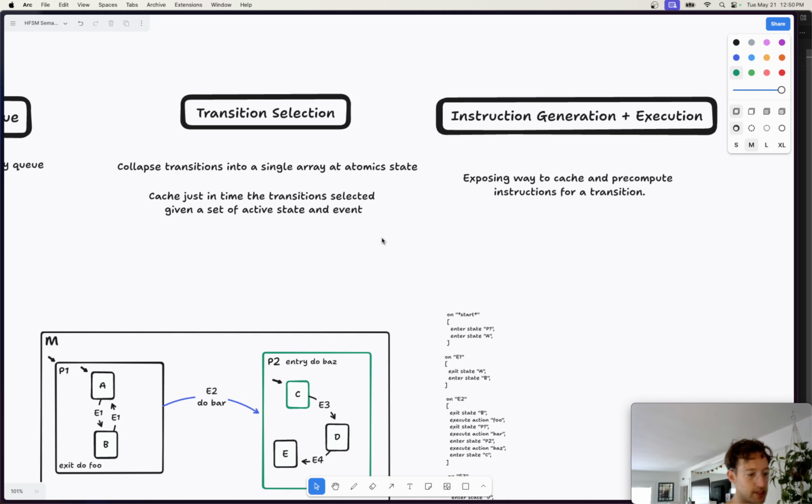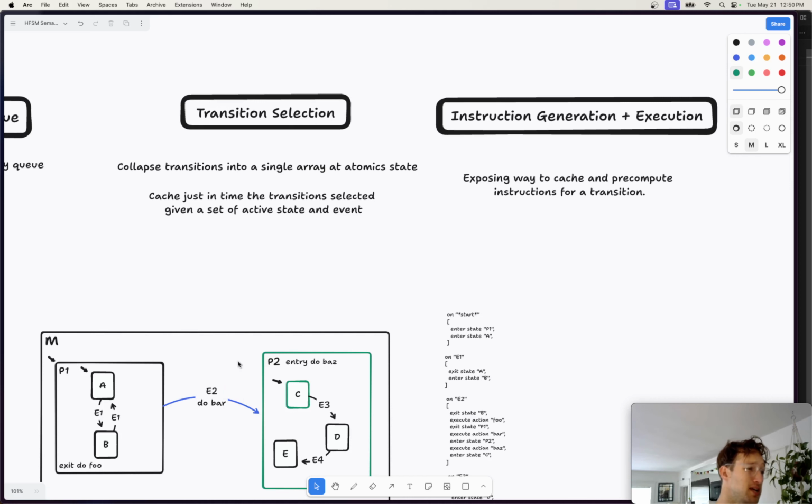Now, there are some really interesting things along this section. If we have some kind of transition cache or instruction cache, there are a couple of things we might want to do. We might want to pre-compile this instruction cache. What's important here is we can cache the instructions for a single transition, also known as a microstep.